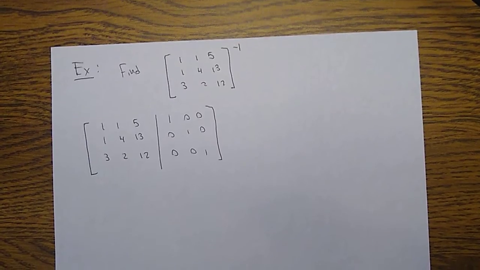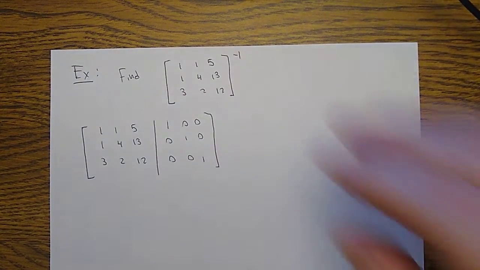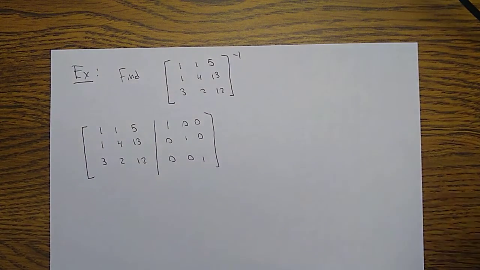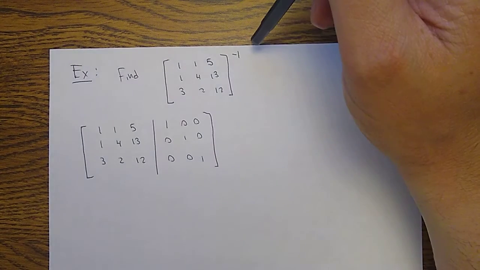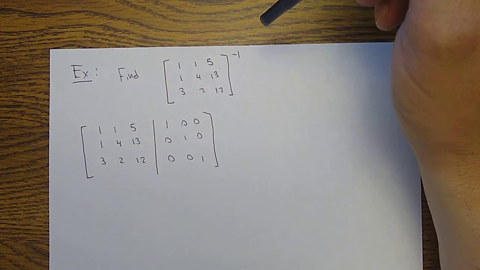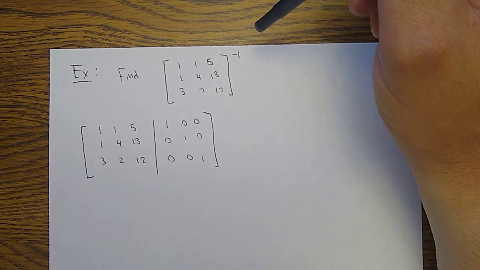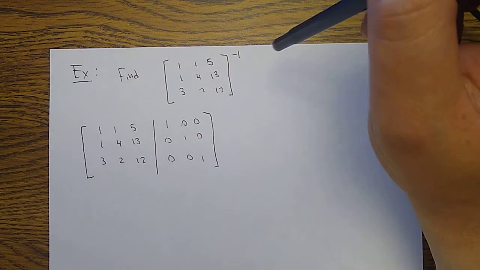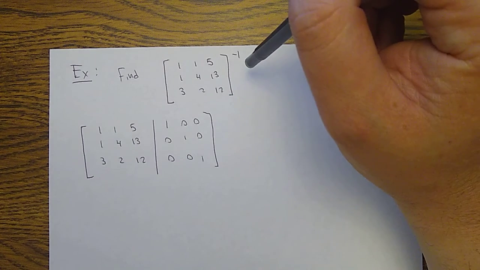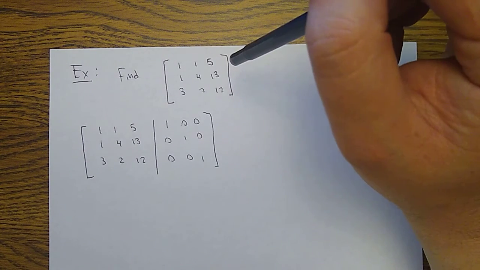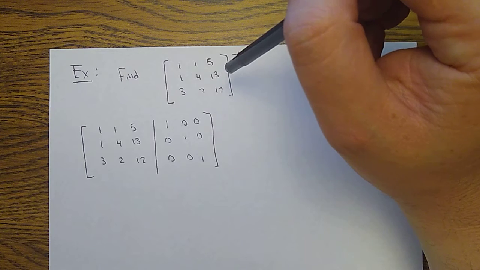Okay, so let's do a 3 by 3 inverse. There will be one like this on the final. I'm not going to make you do a bigger than 3 by 3 inverse. So 4 by 4 inverse is kind of a nightmare, but 3 by 3 is within reason. So let's do this 3 by 3.